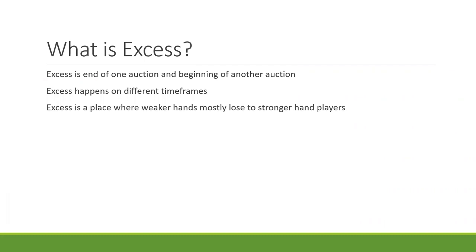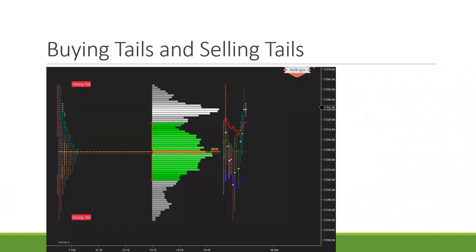Now, we learned that there are two tails, the selling tail and the buying tail. I'm sure now you might know the reason why it is called a selling tail. At the top, we have the selling tail. It's called a selling tail because sellers take control over there. Buyers are losing control and sellers are taking control, and it forms a single print. The buying tail is the exact opposite, where buyers are taking control at the exact bottom.